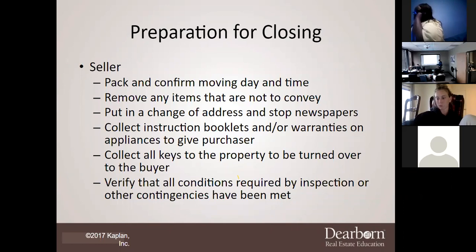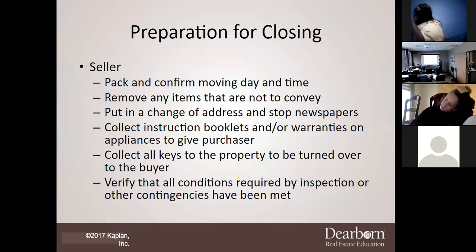That should have been done before you even listed the property. Any items that you didn't want to convey, you should have taken out, unless they're set dressing, like furniture that you want there to show the house. But as far as personal items like TVs and whatnot, if that's not going, it's best to take it out beforehand so there's no confusion when you get to closing.